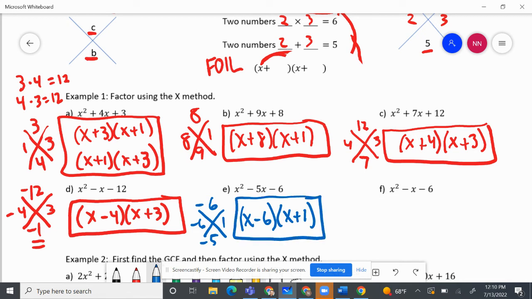For the next one, what we have is two numbers that multiply together to give us -6, but add up to -1. So that would be -3 and +2. So what we have is x minus 3 and x plus 2.